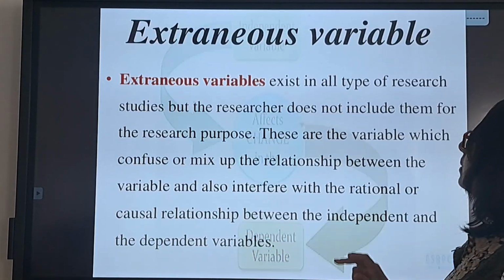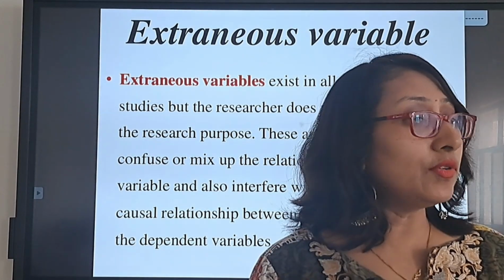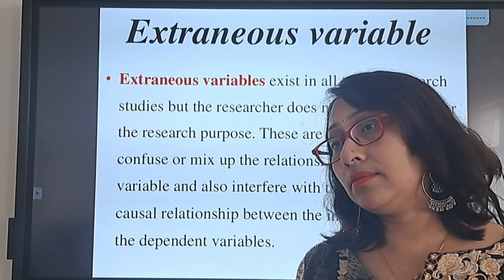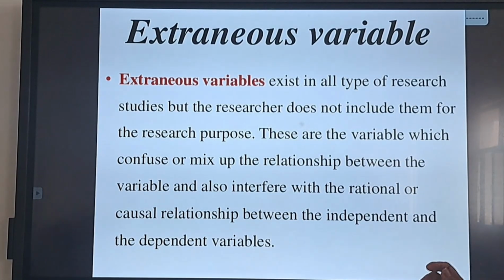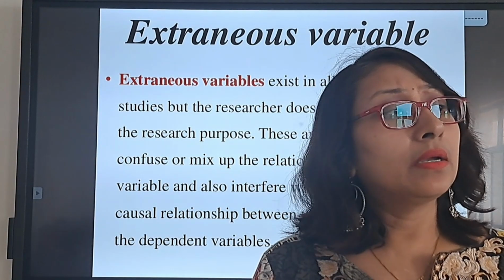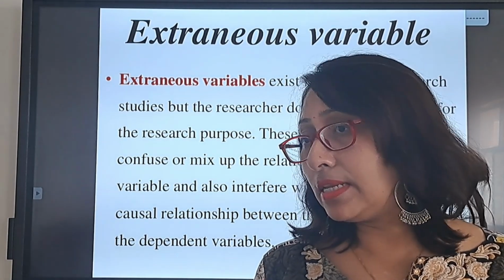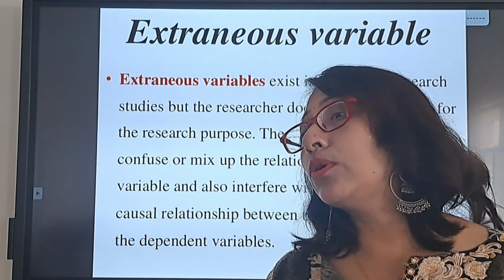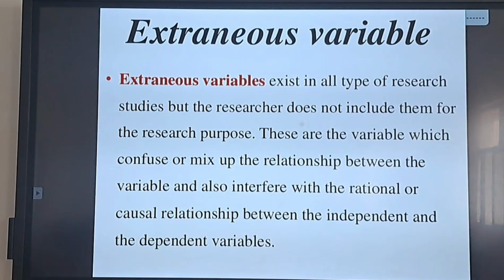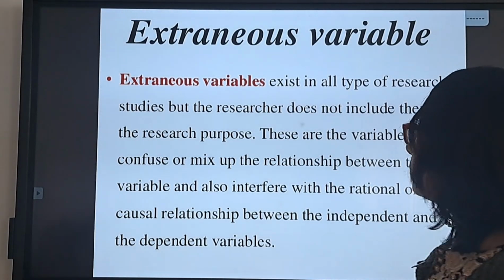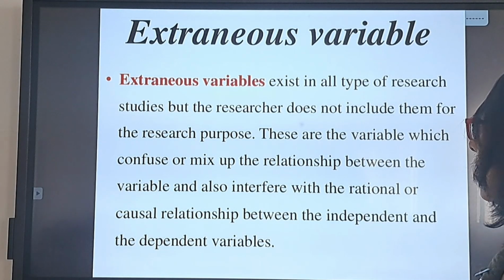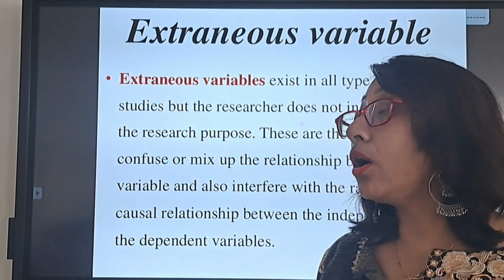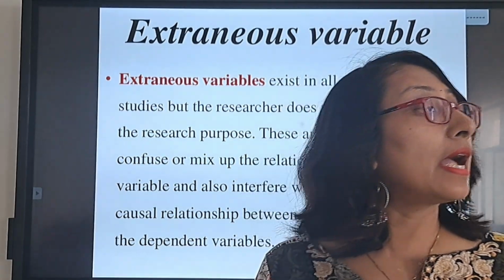Next is extraneous variable. Have you heard about it? You might have used it also for your research study, extraneous variables. Okay. Now, extraneous variables are those variables which are not an independent or dependent variable, but they will have an indirect impact on the result or outcome of the independent variable's impact. So, these are the variables which confuse or mix up the relationship between the variables and also interfere with the rational or cause relationship between the independent and dependent variable.